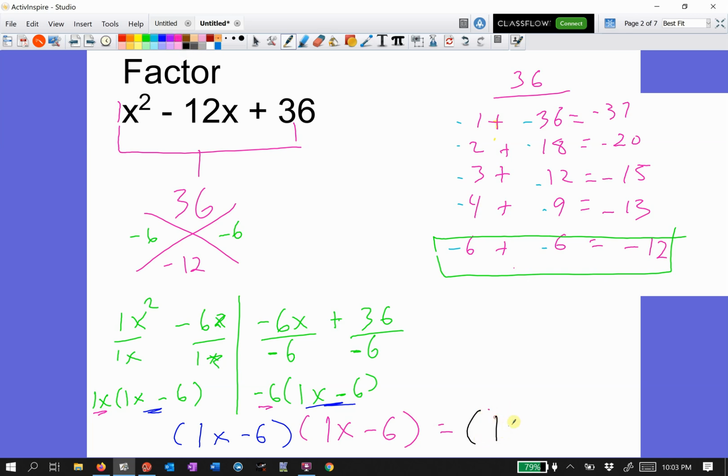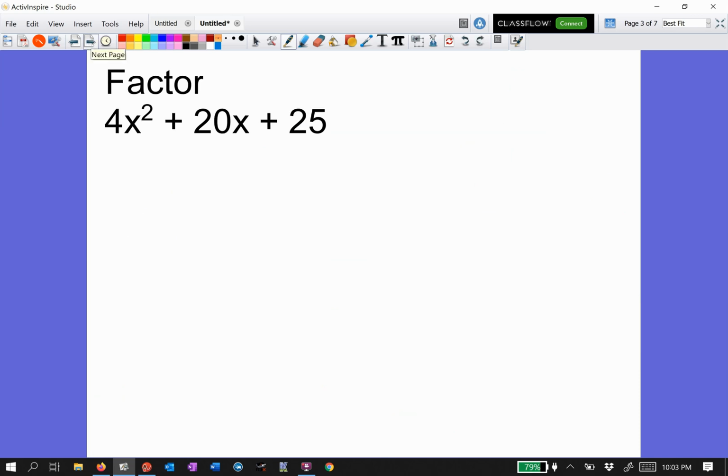We got my 1x minus 6. Instead of writing it twice, what I'm going to do is I'm just going to write a square there. That's it. That is the difference between what we did before and what we did now. One small difference. And it's going to work here as well.